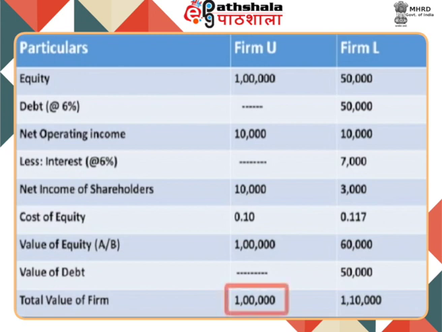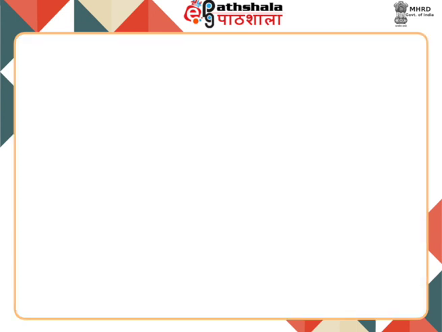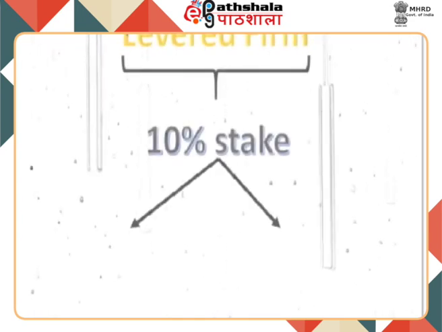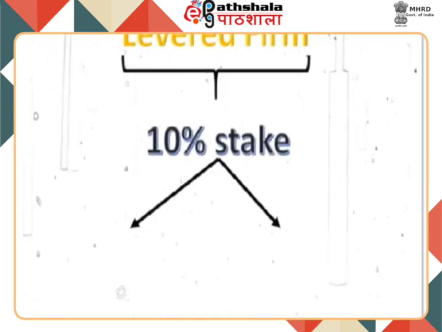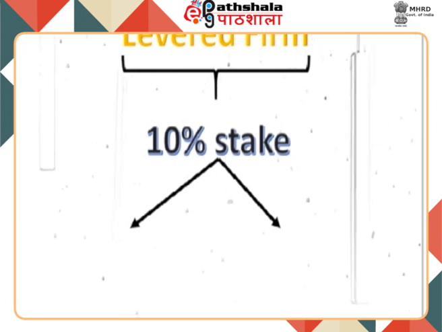The value of firm U will be the value of equity and the value of firm L will be the value of equity plus debt. As we can see here, both the firms are identical, but due to cheaper debt, the value of firm L increased by rupees 10,000. Proposition 1 argues that rational investors will undergo an arbitrage process, and the value of both the firms will equalize.